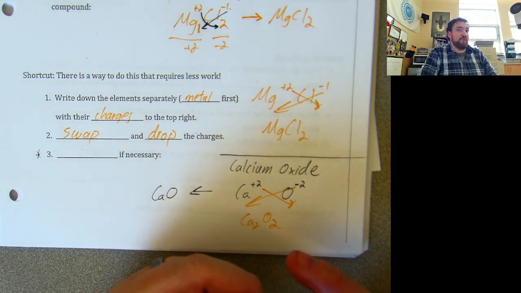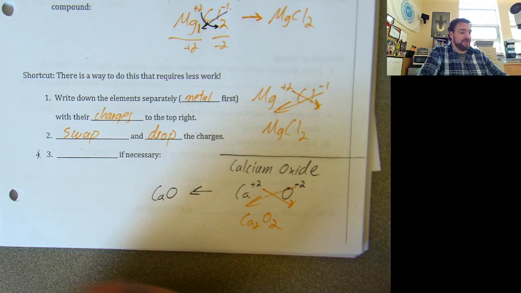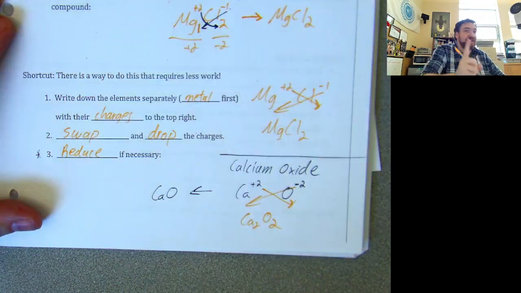There's a different math word we're going to use. Starts with an R. Ooh, no, that's an awful math word that I don't want to bring into science class. It's a great math word in math class, but reciprocal would be a terrible math word to bring into science class. We want to reduce. Swap, drop, and reduce if necessary.